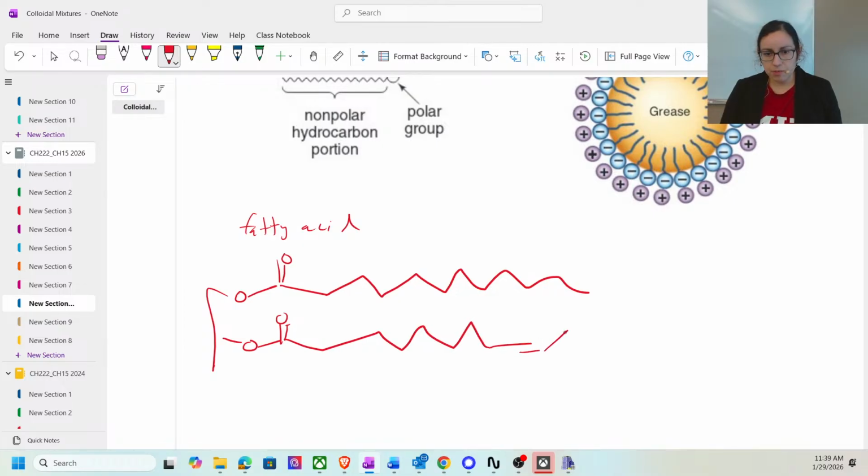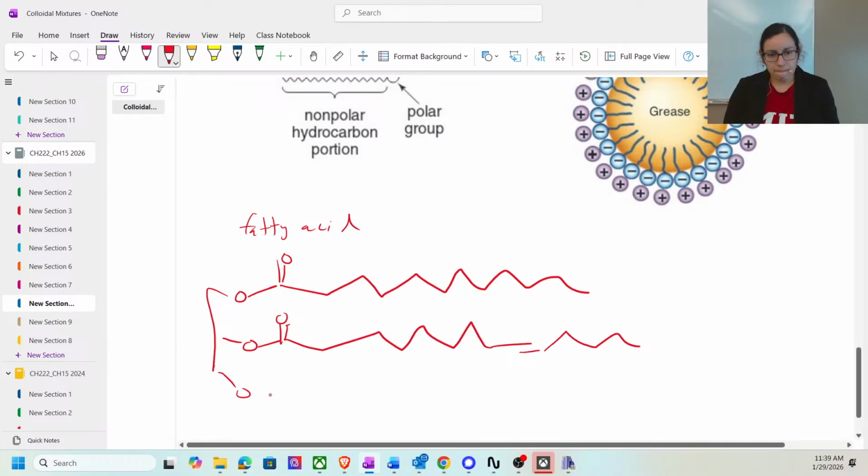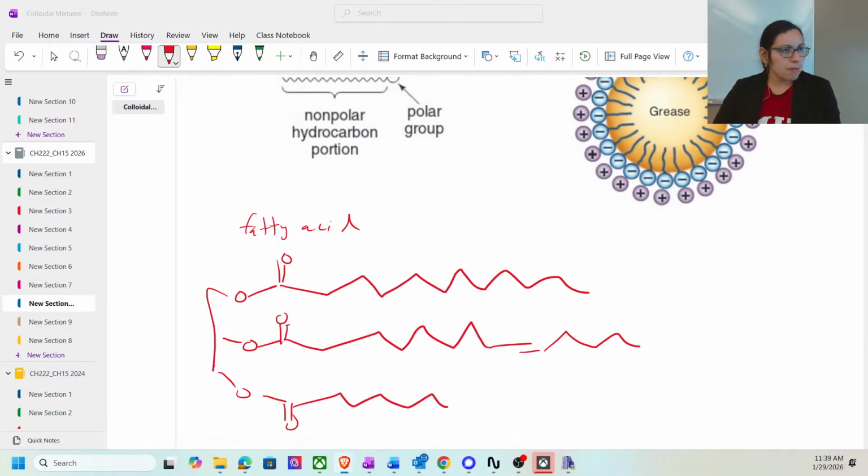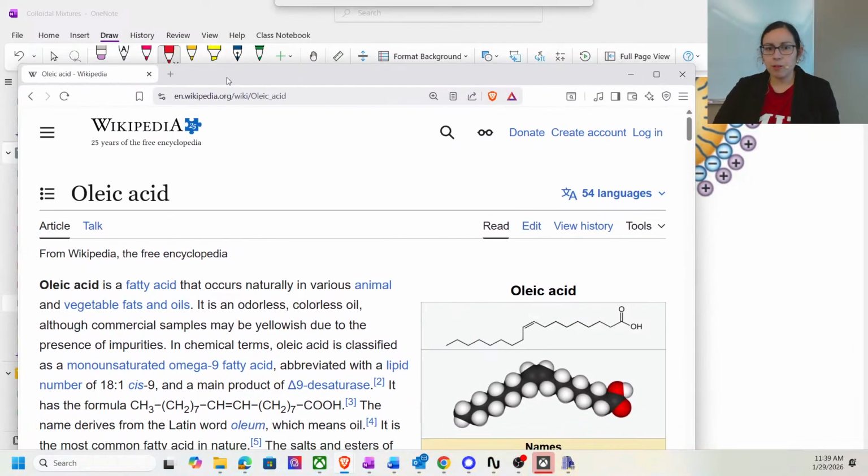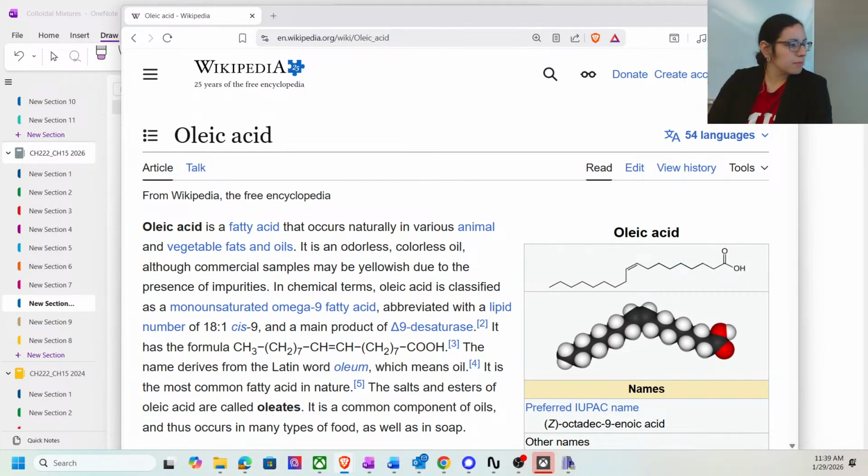Right? Could have different bonds. So I was trying to pull up olive oil. I don't know how much you guys know about soap making or not, but you can basically make soap with any sort of fats, right?